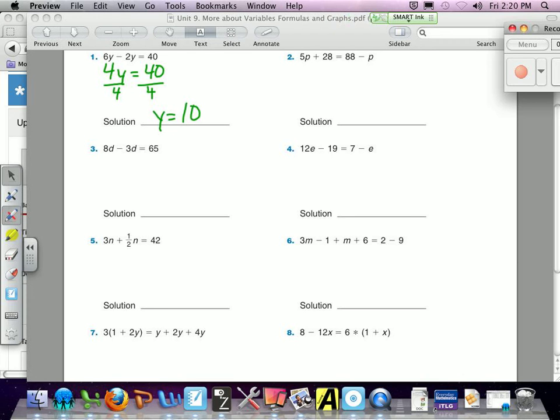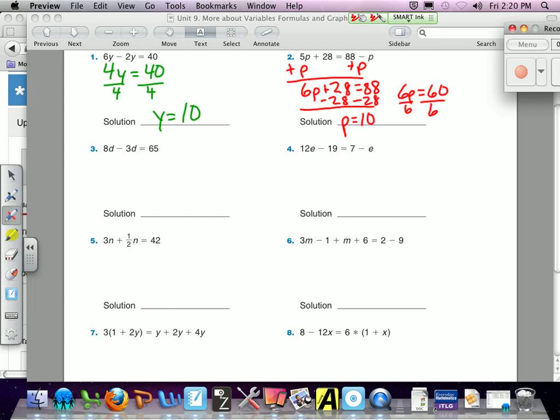For the next one, it's already as simplified as it can be. So I'm going to add p to each side. So I have 6p plus 28 equals 88. And I'm going to subtract 28 from each side, making sure I show that that's what I'm doing on each side. 6p equals 60, divided by 6 on each side. p equals 10.